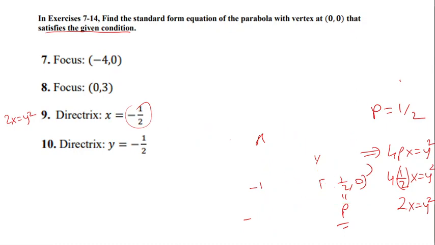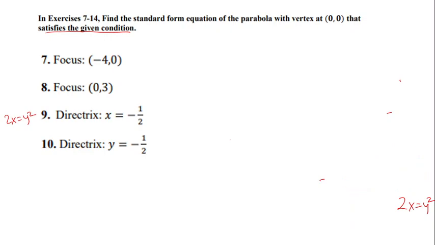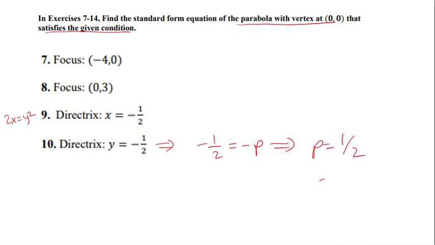And we will solve the other problem, with directrix y equal to negative 1 over 2. Again, directly, if there's a parabola with vertex at (0, 0), and the directrix is y equal to negative 1 over 2, you can directly say negative 1 over 2 is equal to negative p, and p equals, again, 1 over 2.